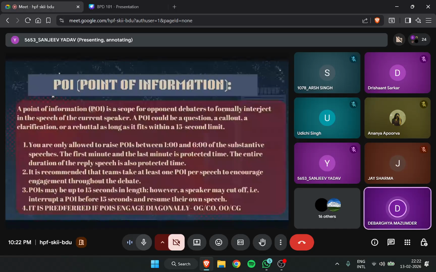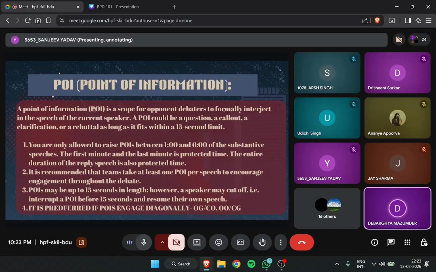Right? The basic rules of POIs: except the first and last minute of the debate, you can ask your POI anytime. If mentioned by the speaker, you must be respecting the POI preferences, right? That means it is recommended that teams take at least one POI to encourage, because in BPs it matters a lot.